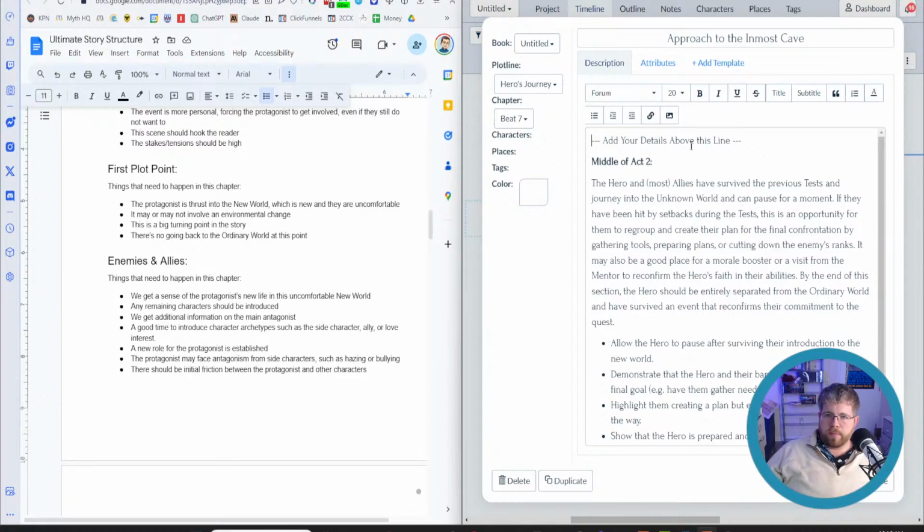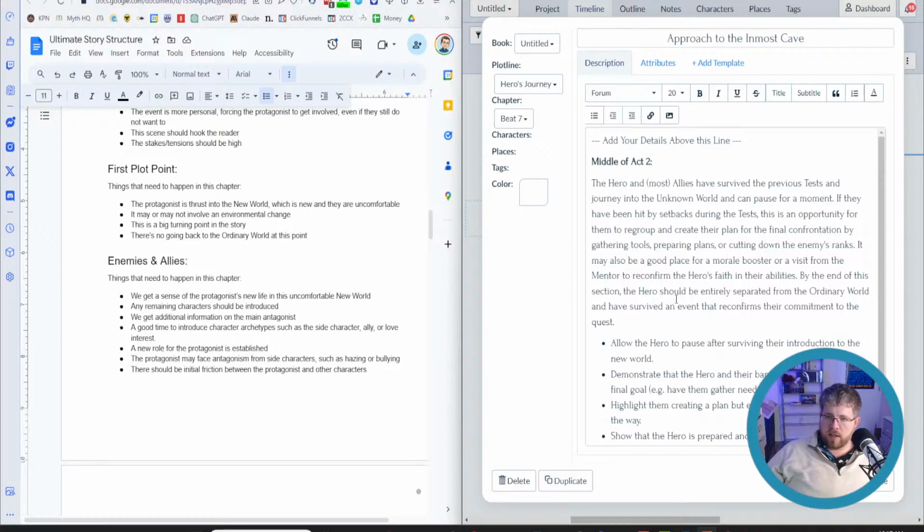So back to it. Approach to the inmost cave. The hero and most allies have survived the previous tests and journey into the unknown world and can pause for a moment. If they have been hit by setbacks during the test, this is an opportunity for them to regroup and create their plan for the final confrontation by gathering tools, preparing plans, cutting down the enemy's ranks. It may also be a good place for a morale booster or a visit from the mentor to reconfirm the hero's faith in their abilities.